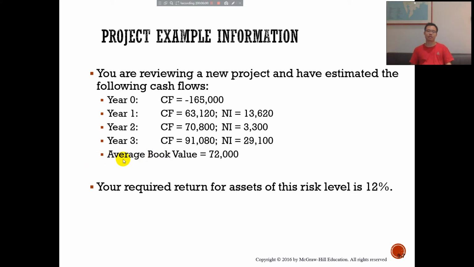You're also given a piece of information which is not really used in this NPV calculation. That is, the average book value is 72,000. We will use this information in the future. We assume that your required return on assets of this risk level is 12%. How do we give an assumption of the required return on assets of the same risk level?